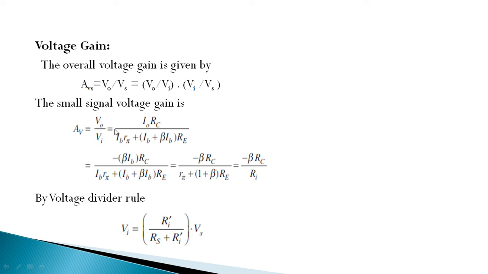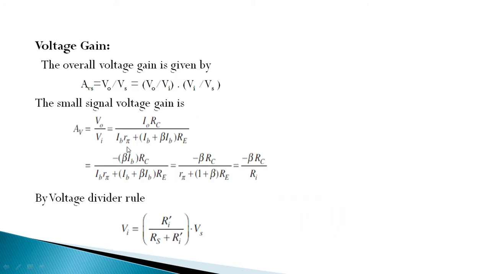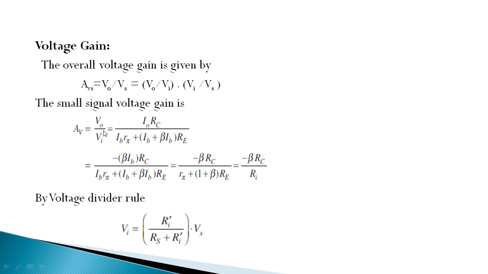First, let us find V naught by Vi. Vi we already found in the previous equation, Vi is given by this equation. And what is V naught from the equation? V naught is nothing but I into R, that is I naught into RC will give V naught. So if we substitute in this equation, you'll get AV is equal to minus beta IB RC divided by this equation. IB gets cancelled, so AV, V naught by Vi, is equal to minus beta RC divided by R pi plus 1 plus beta into RE. Or we can further simplify this one as this equation.